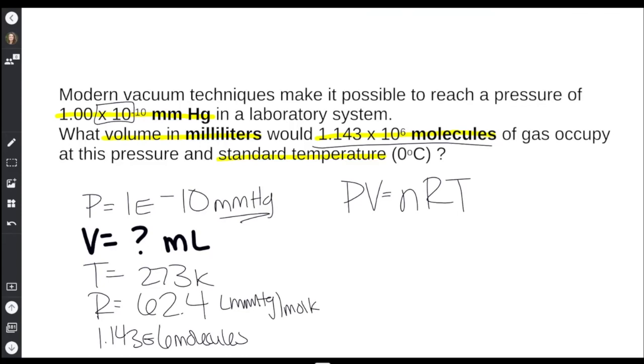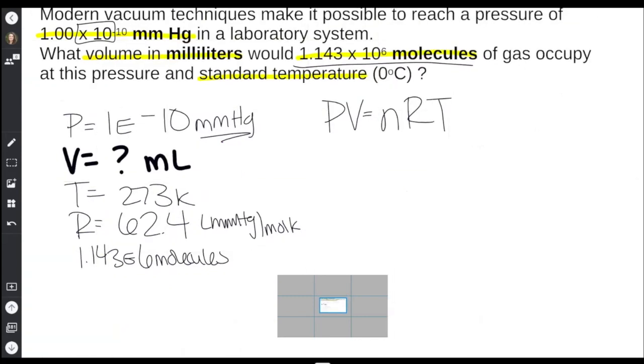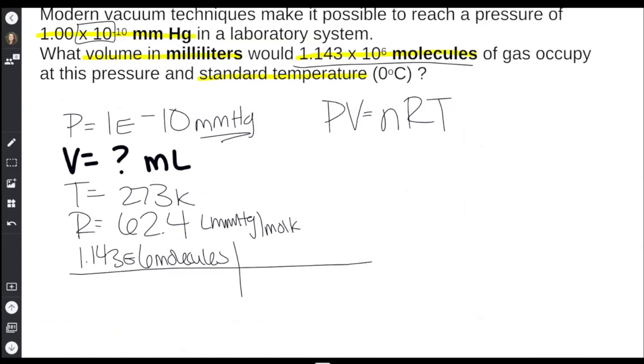All right, so if I look here, I've got my pressure, I want to find volume, but I don't have anything to plug into n. Well, what can I do? Molecules to moles. Remember, grams to moles, moles to grams? So 1 mole is my base. Whatever goes up must come down. Well, what's the base for molecules?